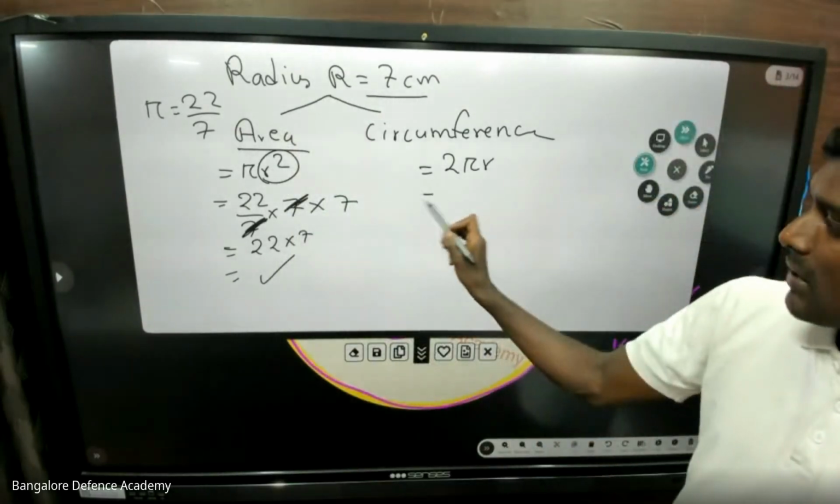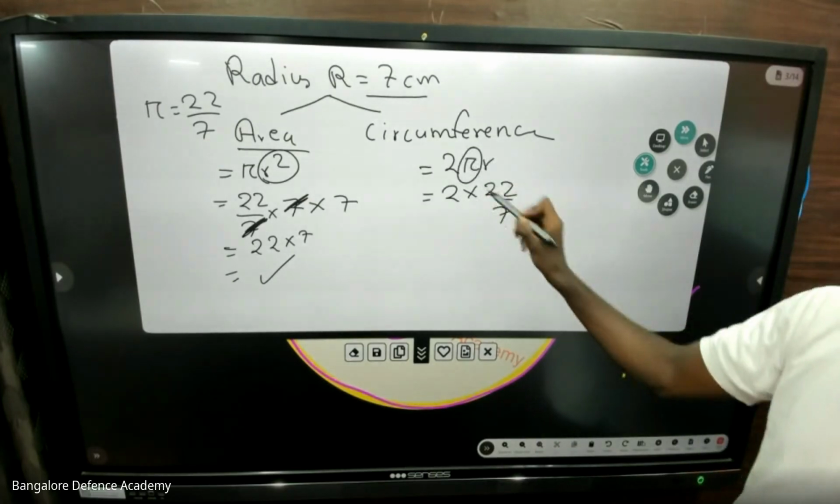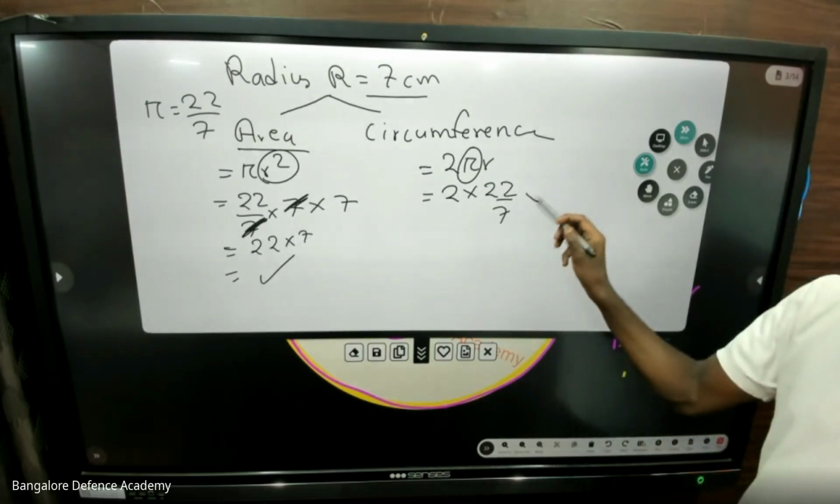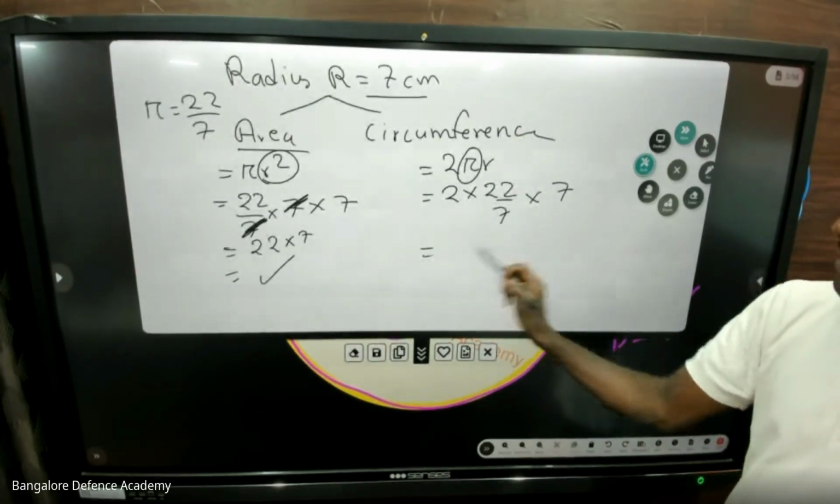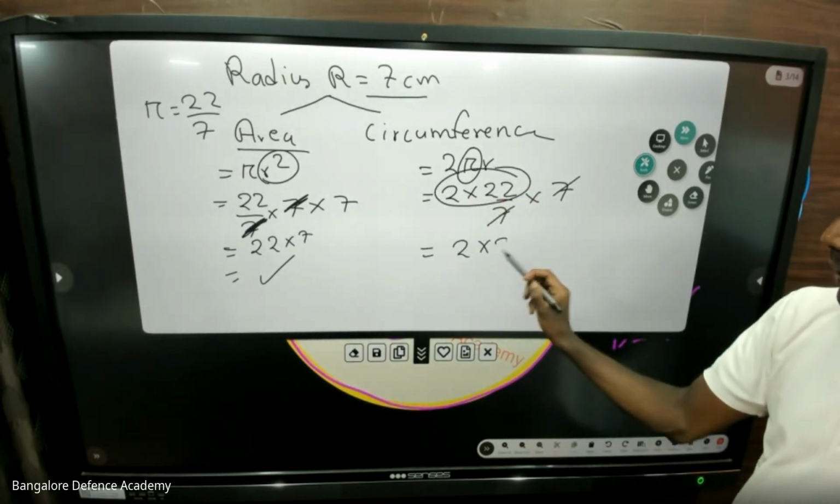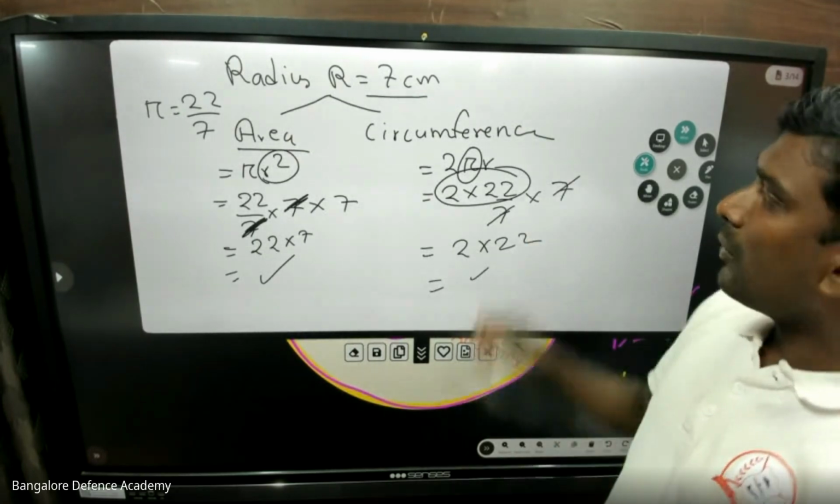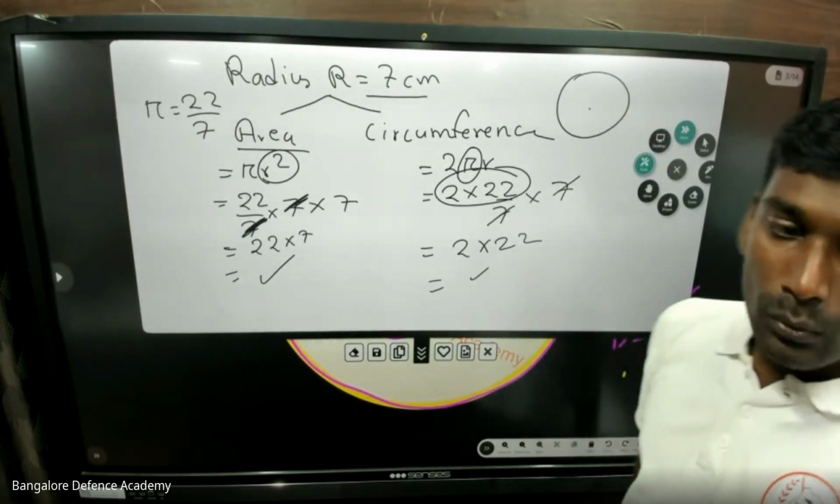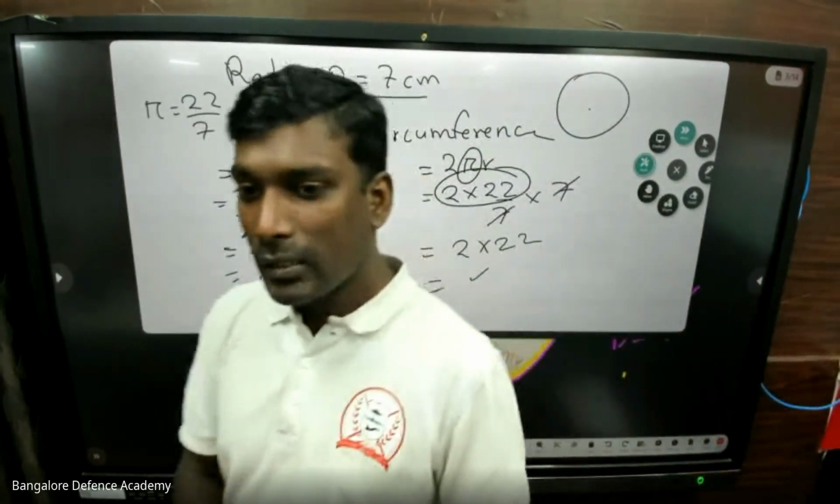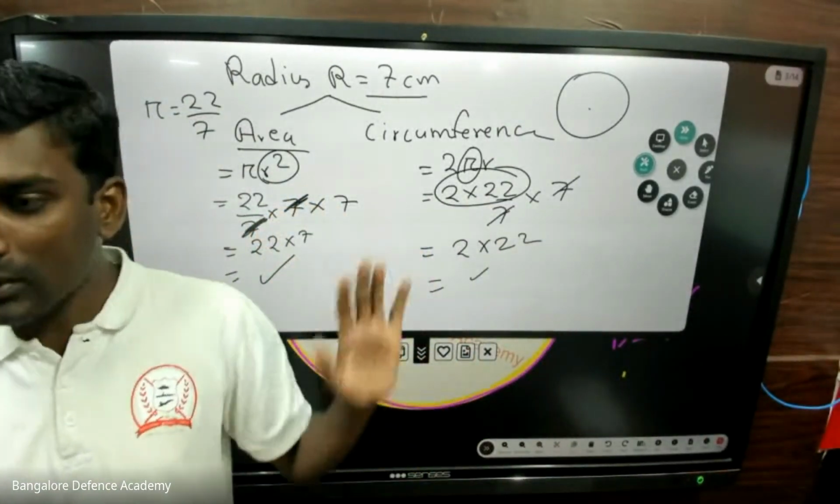Now find the circumference. This is 2 into pi value, which is 22 by 7, and radius is 7. So what happens now? 7 and 7 get cancelled. What you should find is 2 into 22. This is the circumference. So are you understanding? In the chapter of circle, what am I trying to do? Area of circle and circumference. That's it. For the time being, this is enough.